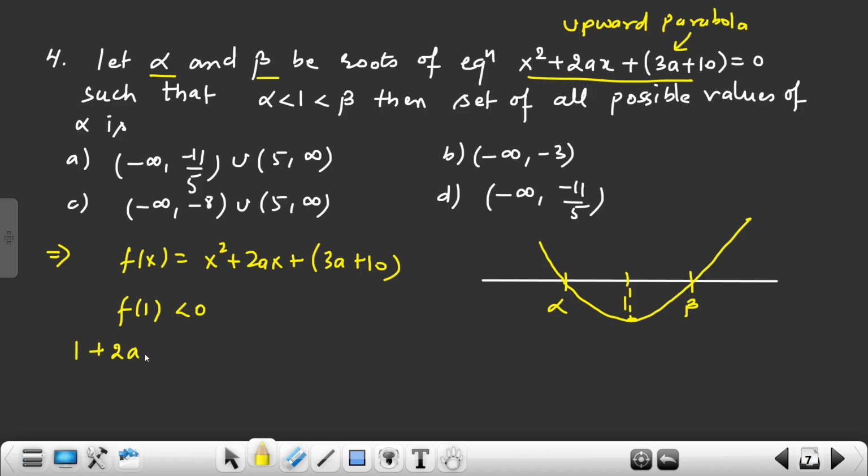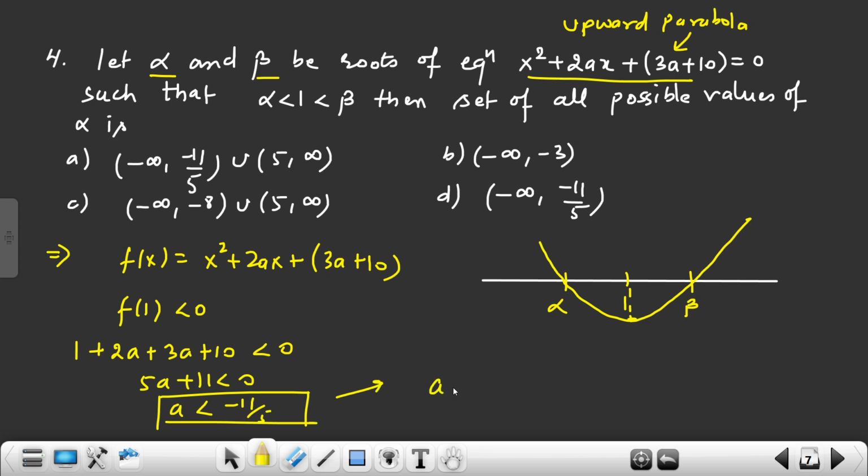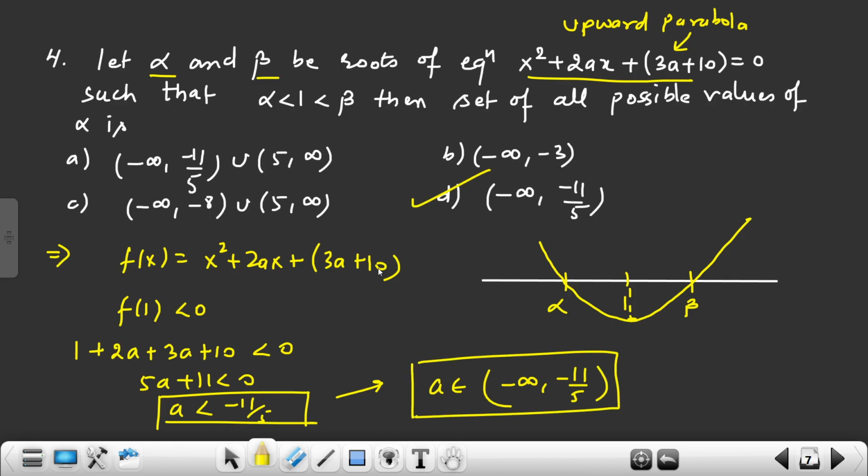1 plus 2a plus 3a plus 10 is negative. So 5a plus 11 is negative. So the a value is less than minus 11 by 5. So a will belong to minus infinity to minus 11 by 5. It is a simple problem, no such big deal. D option is there. Very, very easy. This is simply based on location of roots. So you can say that a belongs to minus infinity to minus 11 by 5, because no other such condition is there. Now let's move to the next one.